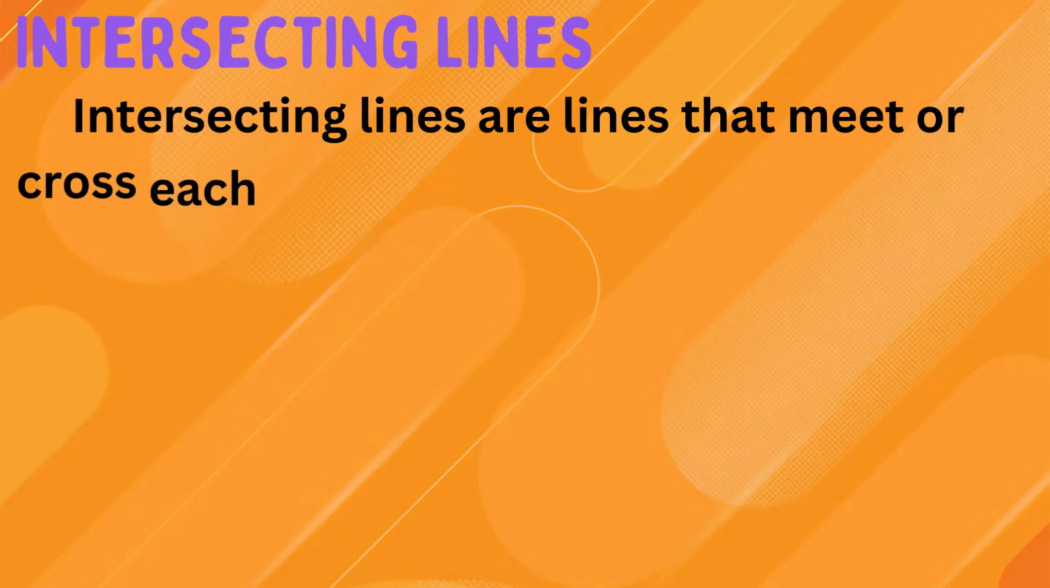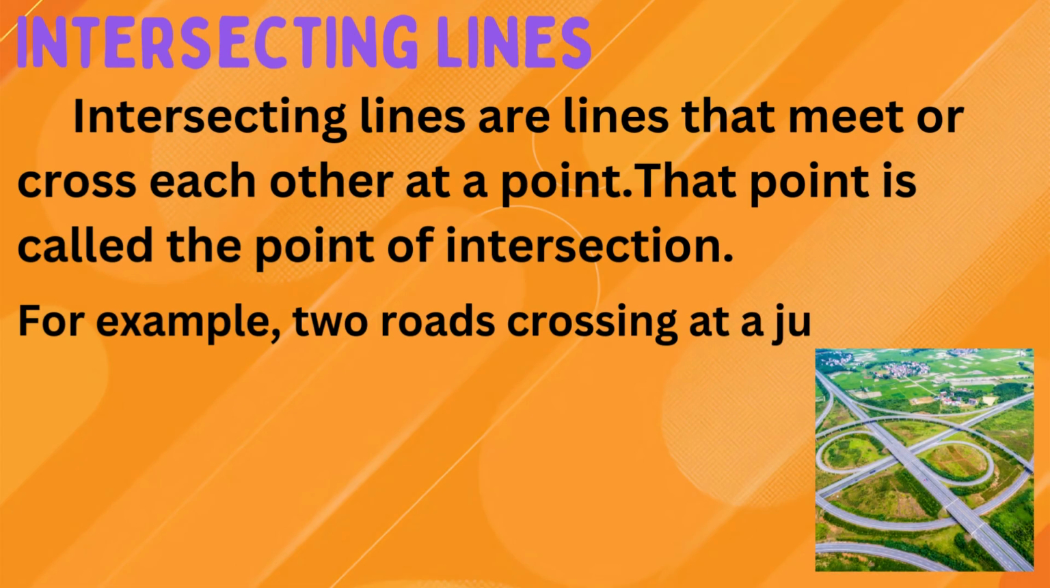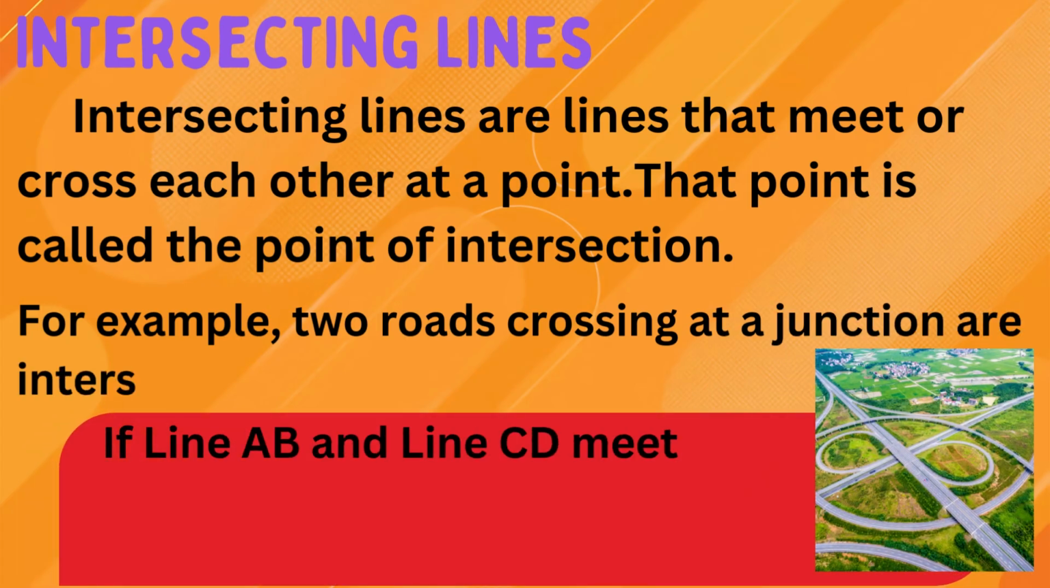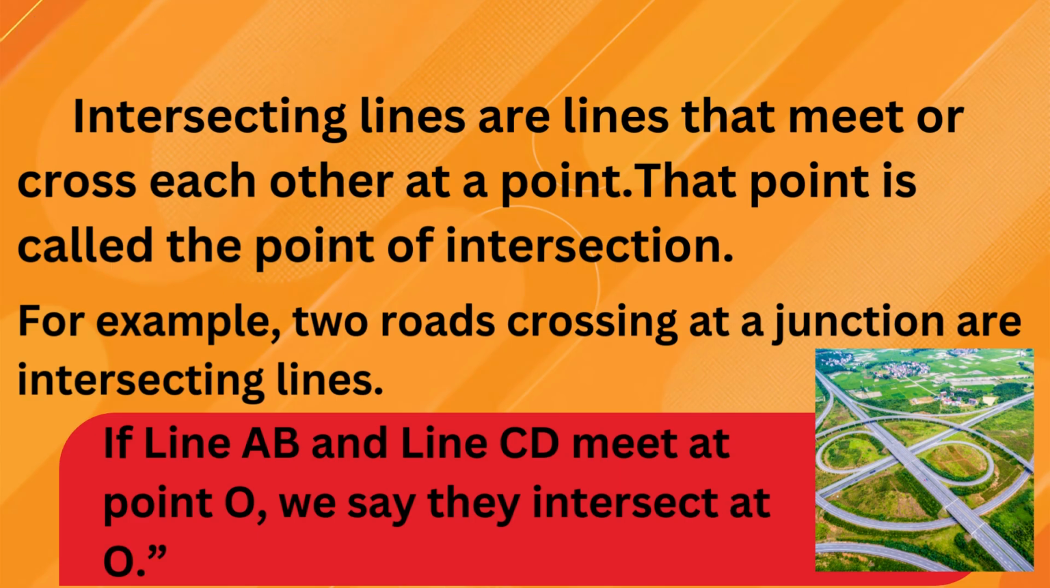Intersecting lines. Intersecting lines are lines that meet or cross each other at a point. That point is called the point of intersection. For example, two roads crossing at a junction are intersecting lines. If line AB and line CD meet at point O, we say they intersect at O.